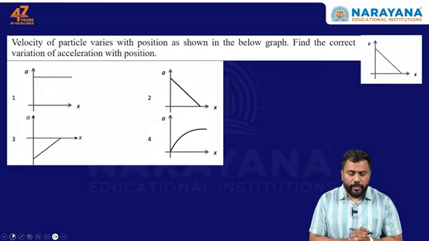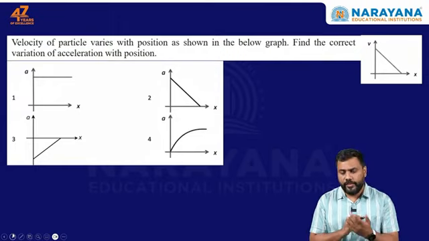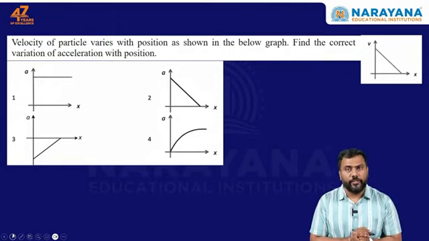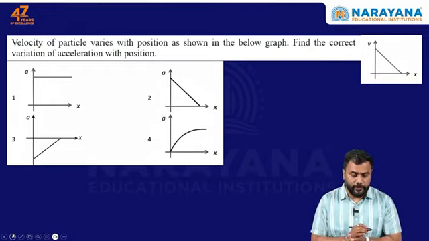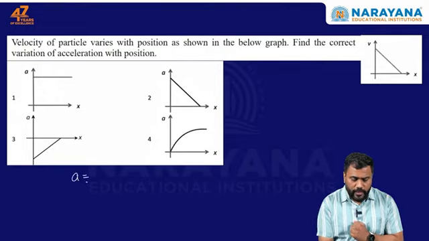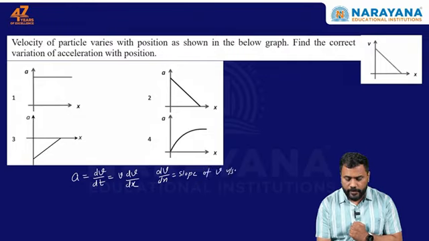The velocity of a particle varies with position as shown in the below graph. Find the correct variation of acceleration versus position. If we see, there is a velocity versus position graph given to us. Velocity versus position we have to convert into acceleration versus position. For this, we will use the expression that acceleration can be written in the form of velocity as dv by dt, but this can also be replaced as v into dv by dx. Now, dv by dx means the slope of the velocity versus position graph.